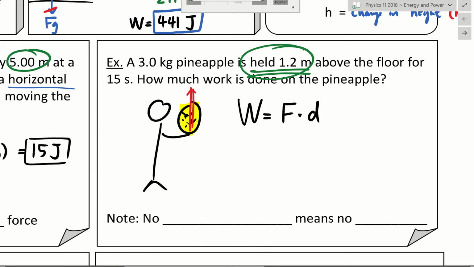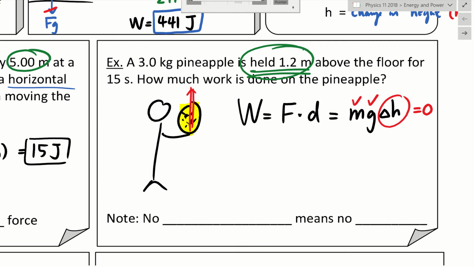So now, remember, we have the other equation, right? mg, change in height. We can use that one too. And you can see, yeah, there is a mass. Yes, there is gravity, but you didn't change any height, right? The pineapple is not moving. You're holding it up.